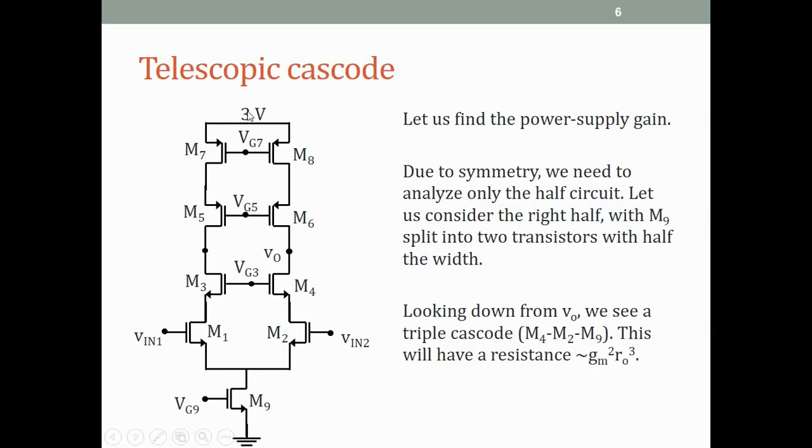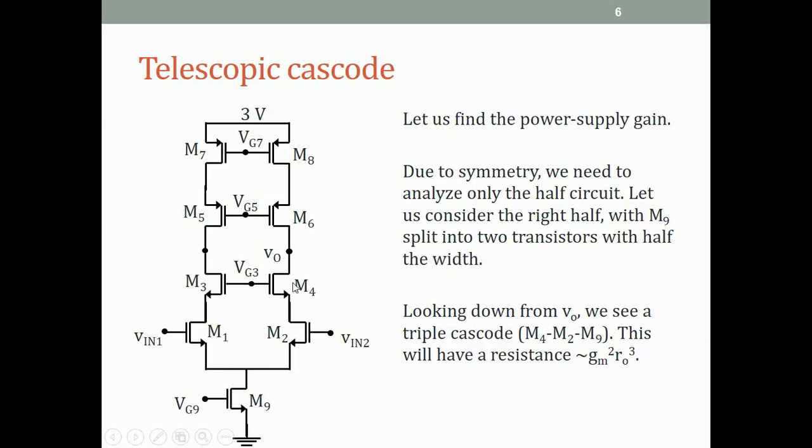Alright. Let us look at the telescopic cascode, and for this again let's qualitatively find the power supply gain, the gain from VDD to VO. Once again we say that because of symmetry we can cut the circuit into half, and let us only look at the right half of the circuit. So M8, M6, M4, M2 and half of M9. So that is a circuit. The input is applied here, the output is taken here.